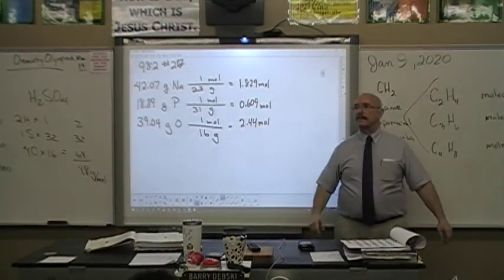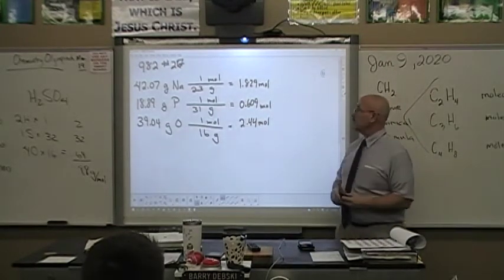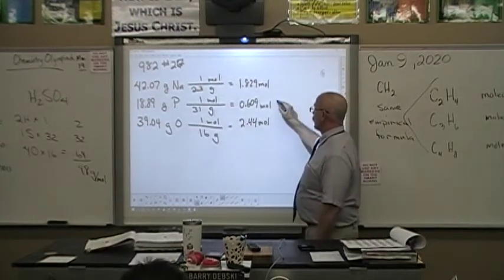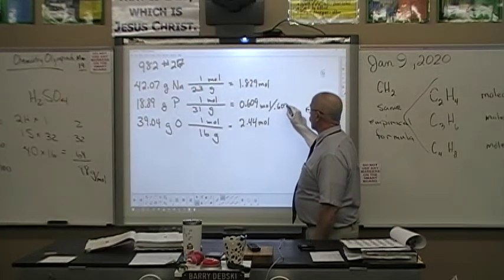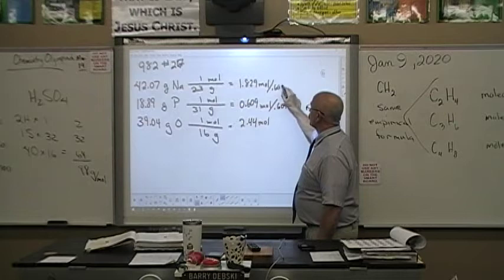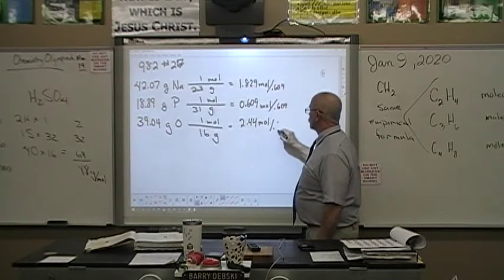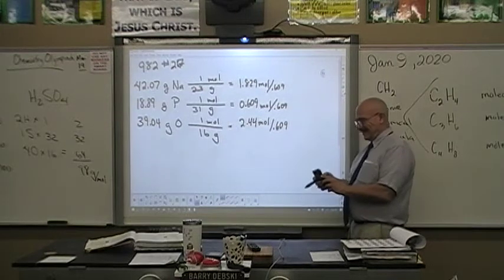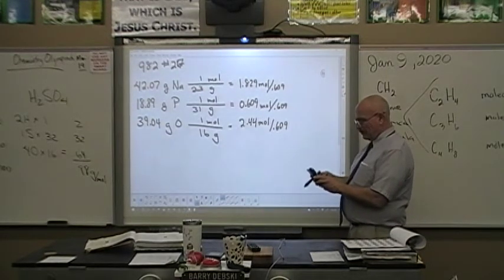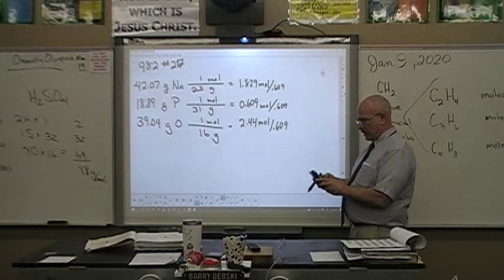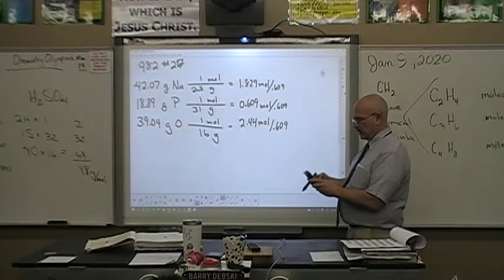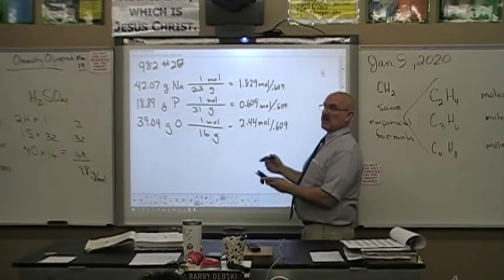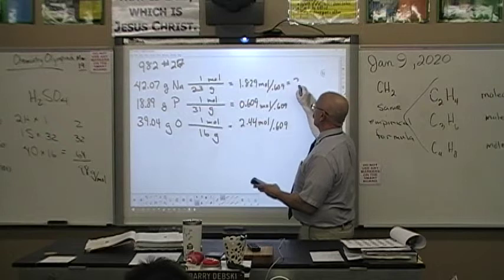Okay, what's the next step? Divide by the smallest one. So 0.609 divided by 0.609. Oh, I can see where this is going already. I like it. 1.829 divided by 0.609 is 3.003. Guess what? I'm going to call it 3.